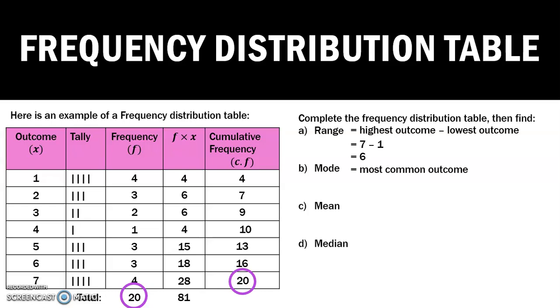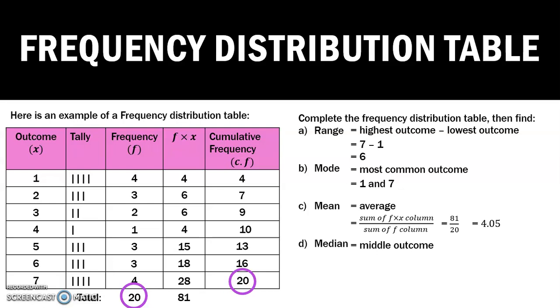Our mode is our most common outcome. So this is the outcome that has the highest frequency. And in this case, 1 and 7 both have the highest frequency of 4, so they are both the mode. For our mean, it is calculating the average. How we do this is it's the sum of our F times X column divided by the sum of our F column. So this is why we calculate those totals. So it's 81 over 20, which equals 4.05.